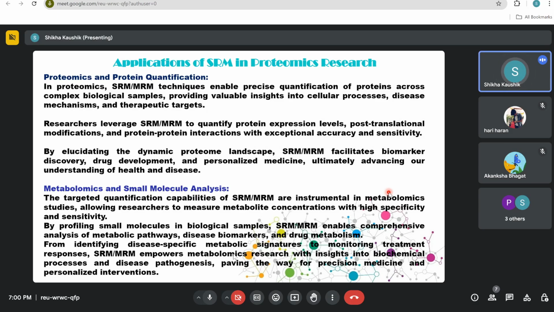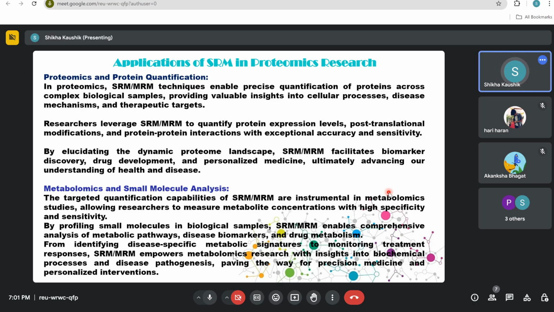Then in case of SRM or MRM, the technique enables precise quantification of a protein across complex biological samples. तो आप एक particular protein को ही पढ़ रहे हो, और उसी particular protein को, उसी particular daughter ion को, because you are doing selection at 2 stages, आप सारे biological sample में वही सब चीजें कर रहे हो.